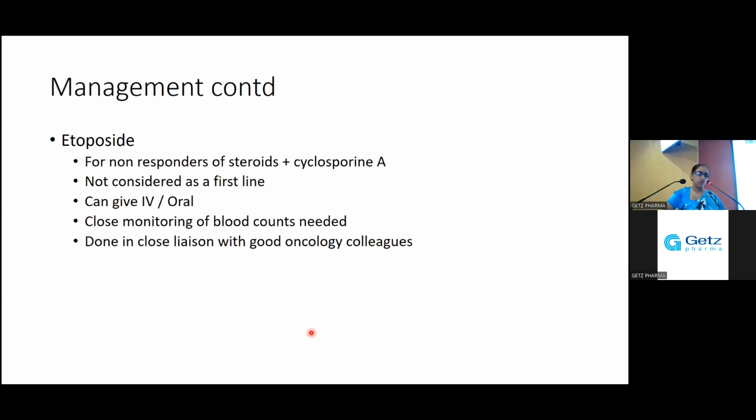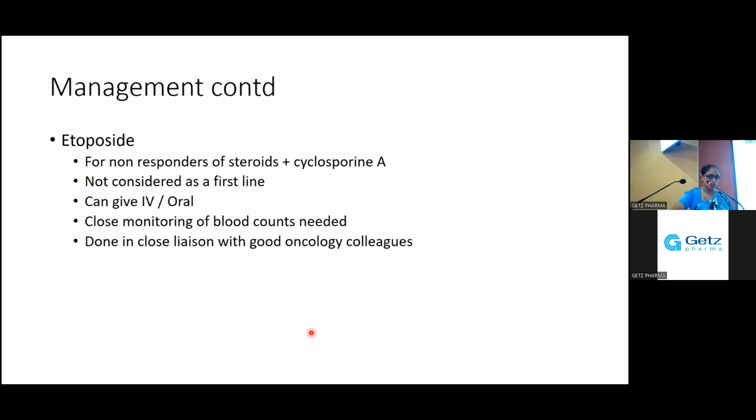Etoposide is the backbone of the 2004 regime, and hematology colleagues always rely very much on this. But our literature coming from the MAS-HLH side, or the rheumatology side, says it's for non-responders to steroids and cyclosporine.